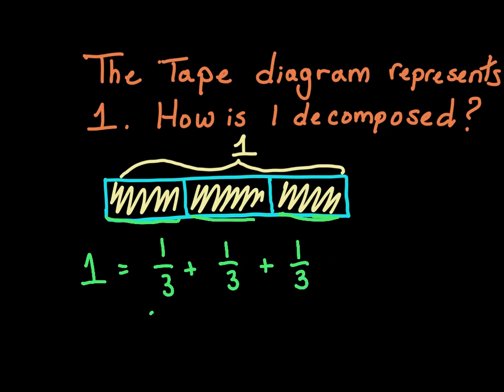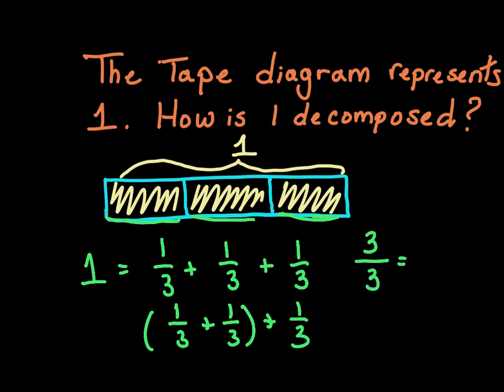Or we could say, with parentheses, 1/3 plus 1/3, plus that extra third. And that would give us 2/3 plus 1/3 is 3/3. Remember what I said. Anytime the numerator and the denominator are the same, they always equal 1 whole.